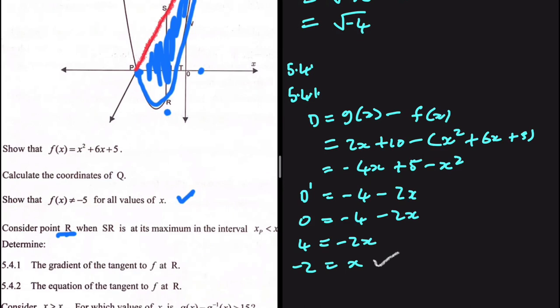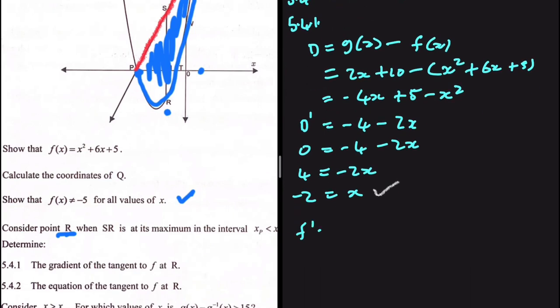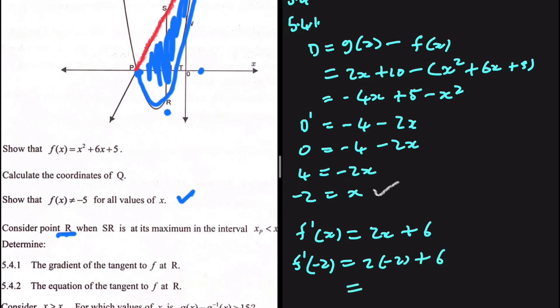So if we have the x value, what we can do is derivate f of x and then substitute that x value. In derivating f of x, we get 2x plus 6. When we substitute minus 2, we get 2 multiplied by minus 2 plus 6. This will give you 2. So the gradient at r when x equals minus 2 is 2. We have answered the first question. Now let's go ahead and answer the question that follows.